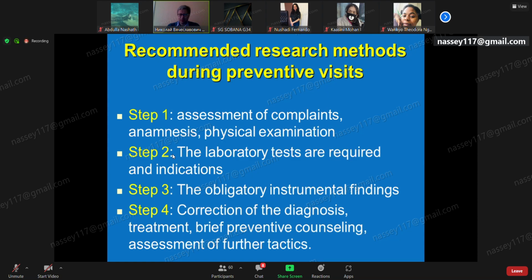We should organize brief preventive counseling for correction of patients' risk factors or trigger factors, and assess further tactics of management of his or her health problem. And of course, we should define the time for the next visit for control examination.